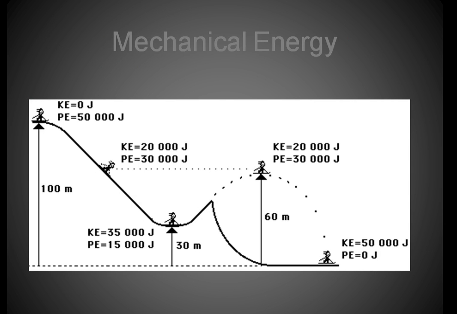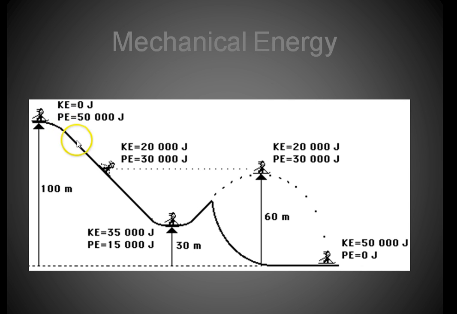So let's look at an example here. One thing to note with this is that it's a lot of numbers and a lot of different heights, but focus on one of the energies at a time. If you look at the kinetic energy to start out with, because they are not moving, we have a kinetic energy of 0 joules, going back to the unit for energy.